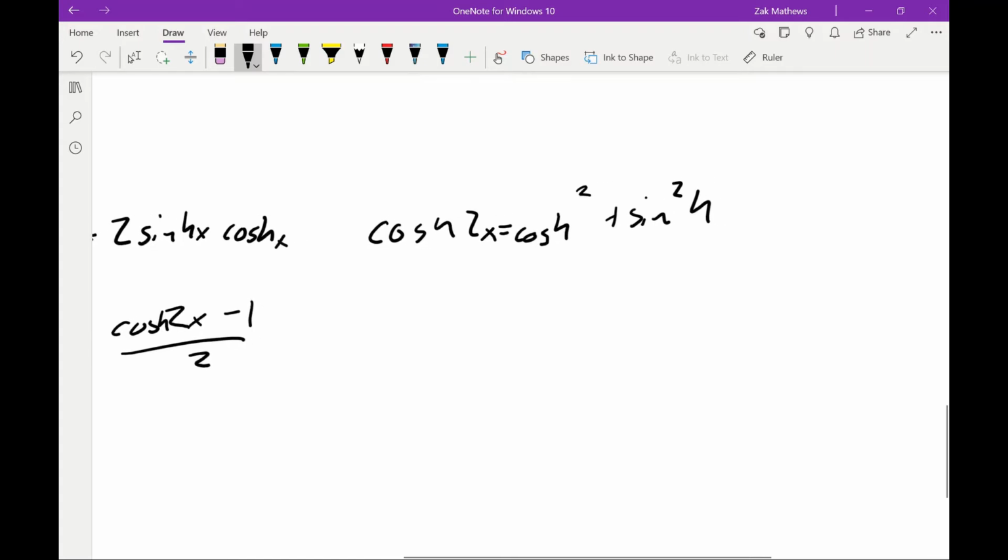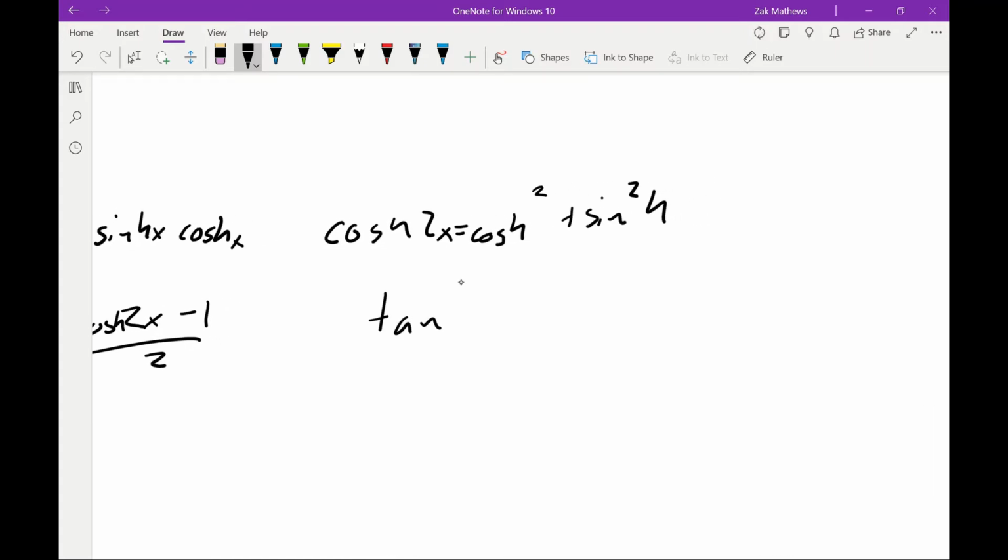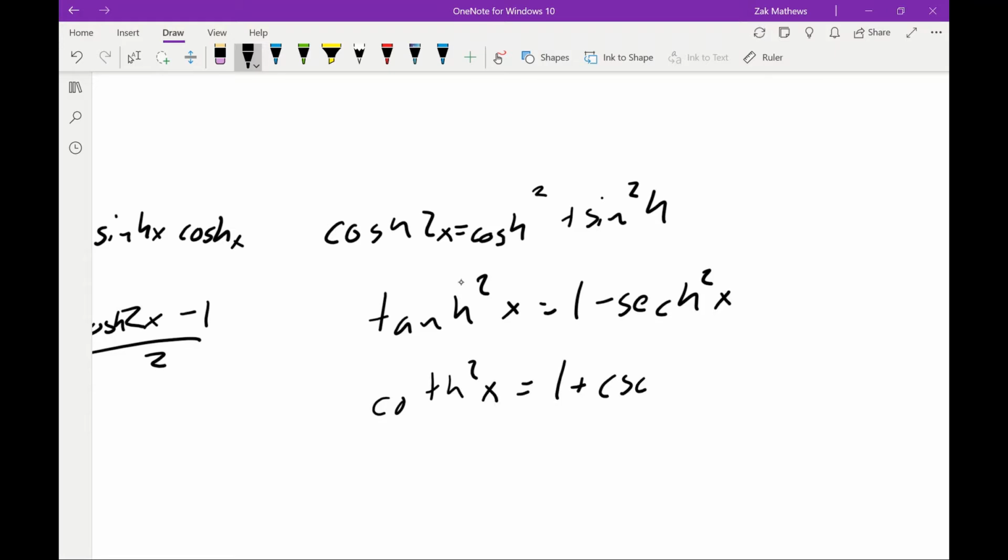I'll keep going sideways for my other power reducings. Tanh squared x is equal to 1 minus sech squared x. Not actually a power reducing, sorry, that is more similar to, those are Pythagoreans. And then coth squared x is equal to 1 plus csch squared x. So a lot of kind of holdovers from before.